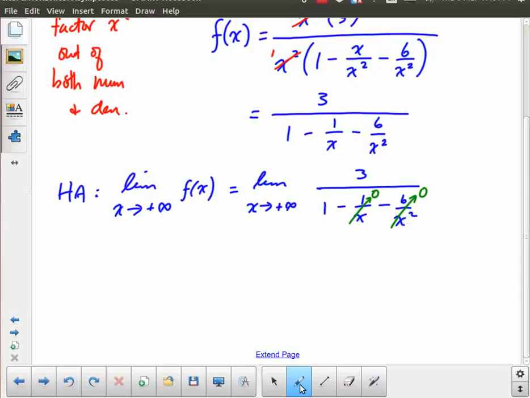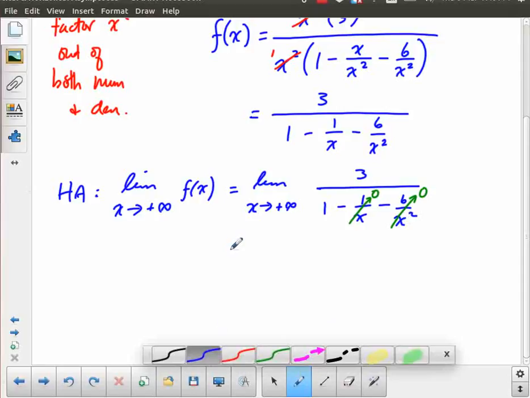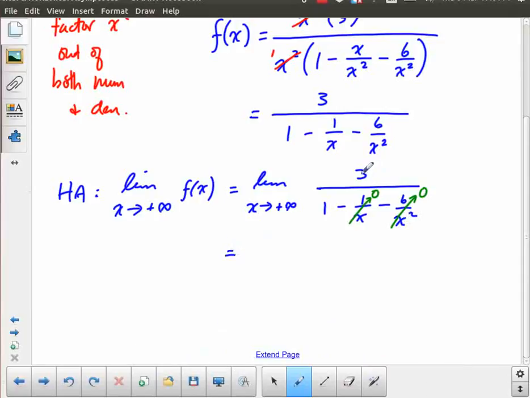So what I end up with here is a positive number over a positive number minus two really small numbers. Now, a positive number minus two really small numbers is still a positive number. And if you take a look, this is almost 0, this is almost 0, so this is 3 over 1. So my answer is it's approaching 3, but now I want you to think about that.